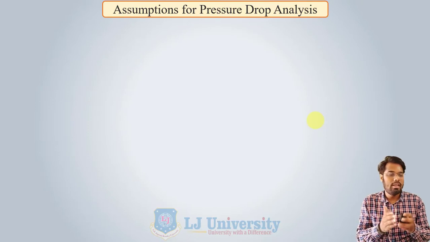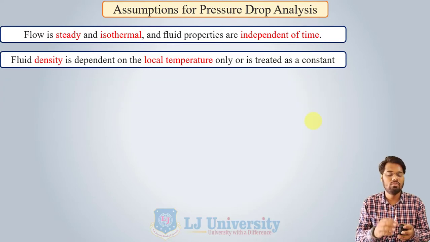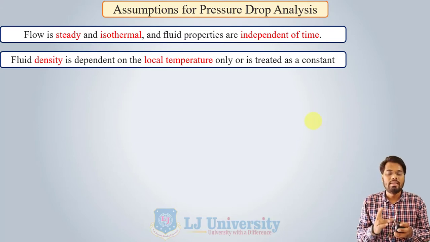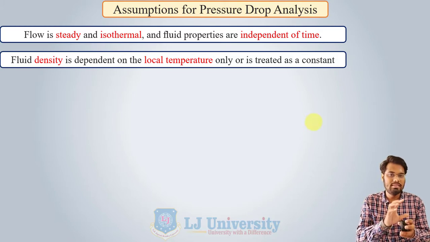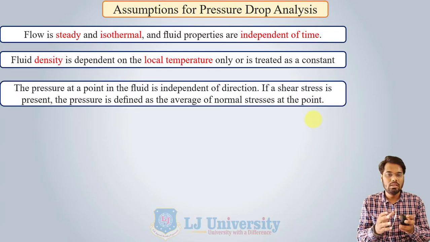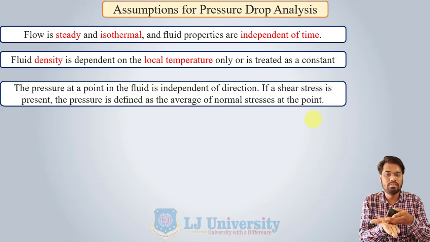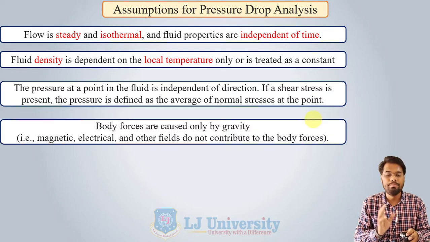Before deriving the equation for the pressure drop, there are some assumptions. First, the flow in a heat exchanger is steady and isothermal, and fluid properties are independent of time; they are not changing with time. Second, fluid density is dependent on the local temperature only, or it is treated as constant in some cases for simplicity. The third assumption is that the pressure at any point in the fluid is independent of direction. If a shear stress is present, the pressure is defined as the average of normal stresses at the point.